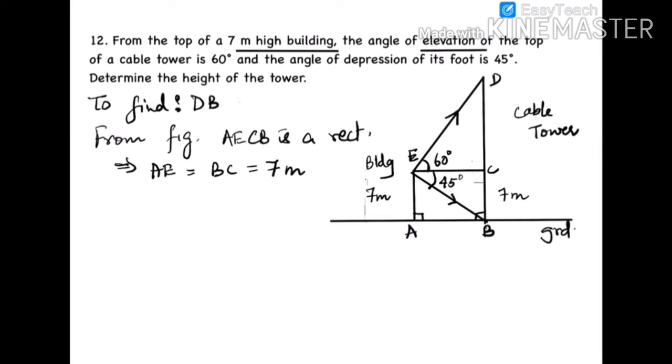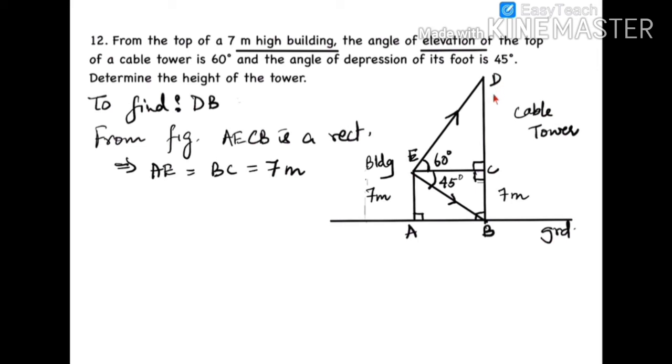Also, angle ECB will be 90 degrees as ABCE is a rectangle. This implies that EC is perpendicular to DB. So we get two right triangles, triangle DEC and triangle ECB. Using these two triangles, we will find the height of the tower.